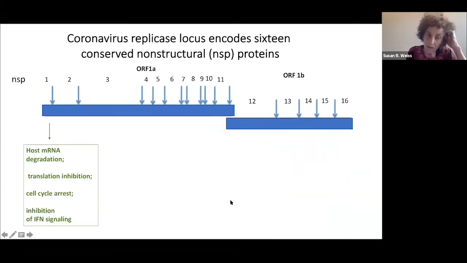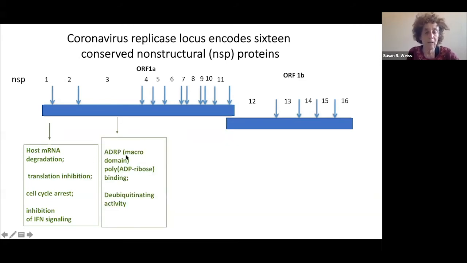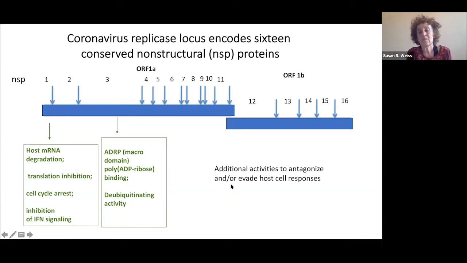And then finally, there's NSP1 that promotes host mRNA degradation, inhibition of translation of host mRNA, cell cycle arrest, inhibition of interferon signaling, many activities to protect the virus from the host response, and even more. This is an ADRP or macro domain, and a deubiquitinating activity. Again, additional activities to antagonize or evade host cell responses.